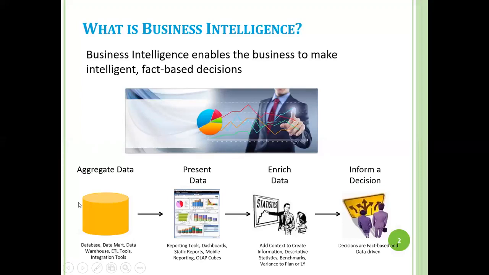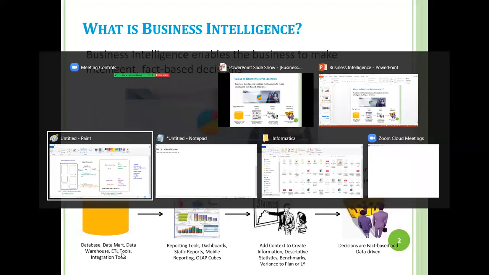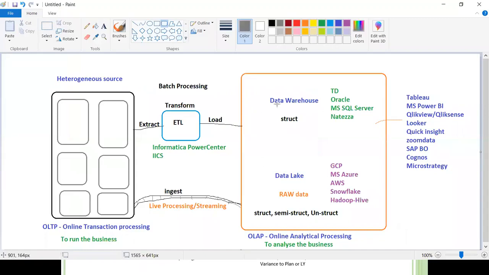So aggregating the data is nothing but integrating data from OLTP to OLAP. So database, data mart, data warehouse. What is data mart? Data warehouse, we know. So the data mart is nothing but a subset of your data warehouse. It's again a logical division of the data warehouse.